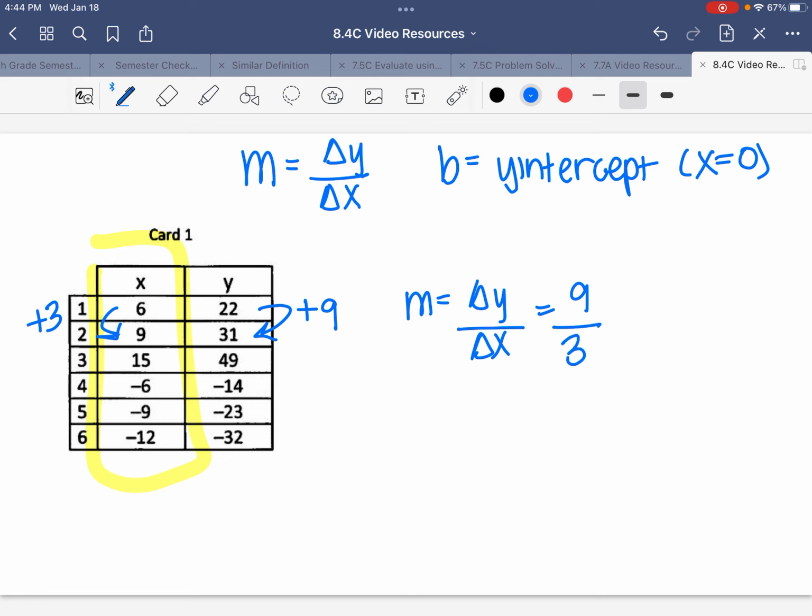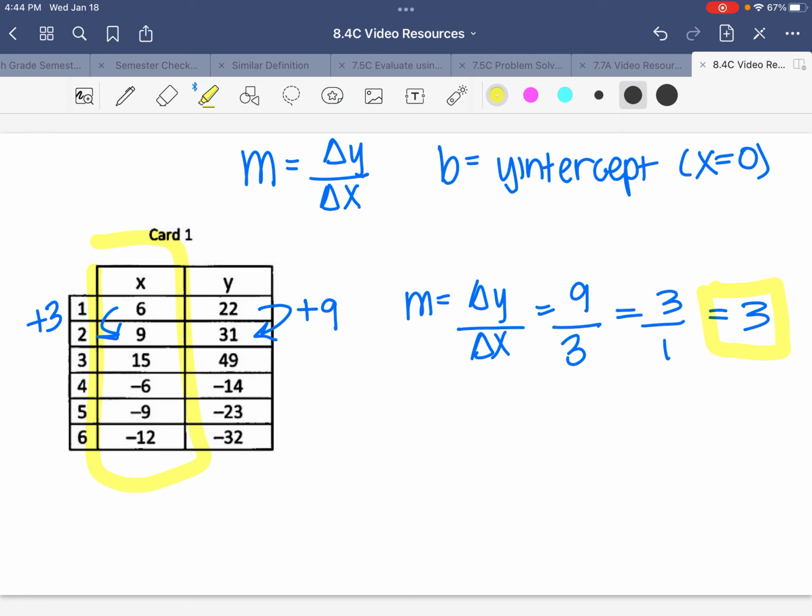So every time y increased by 9, x increased by 3. So that tells me that every time y increased by 3, x increased by 1, because those are equivalent ratios. So my slope is just a 3. And that's the first part.